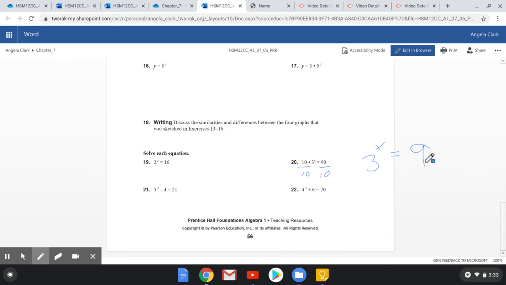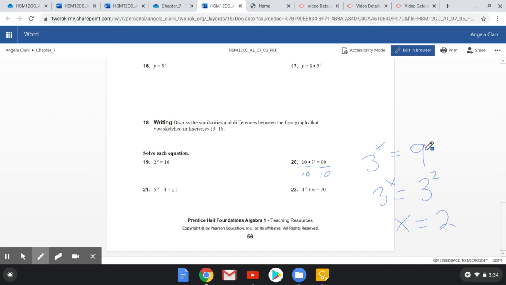Once I've gotten to this point, I'm thinking, okay, 3 to the what equals 9, because I want to figure out what x is. Or I could rewrite 9 as 3 squared. 9 is 3 squared. So 3 to the x equals 3 squared. Or I could think of it as 3 to the what equals 9. Well, 3 squared equals 9. So x has to equal 2. Either way of thinking about it works.